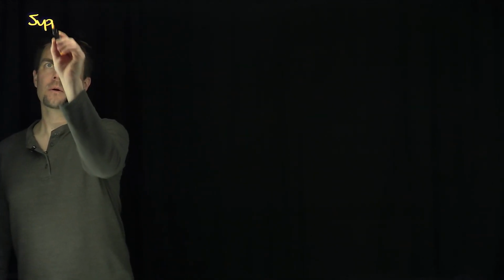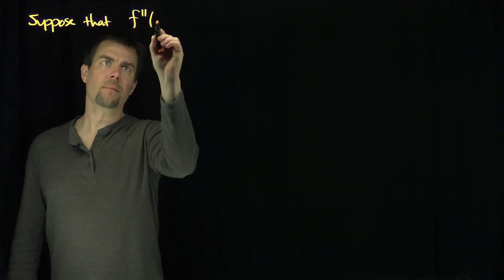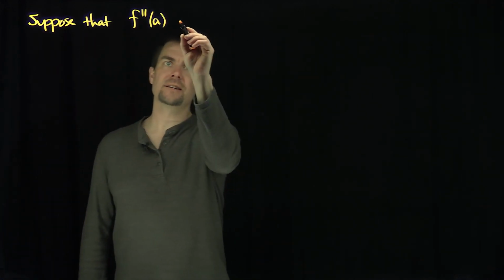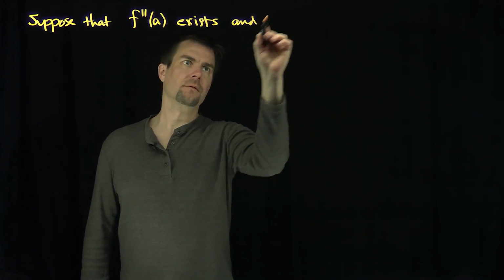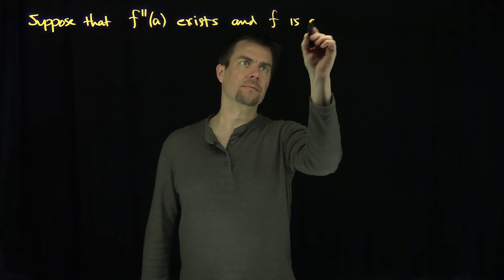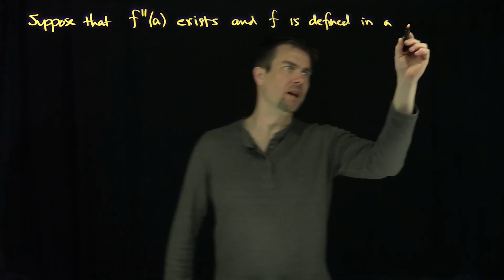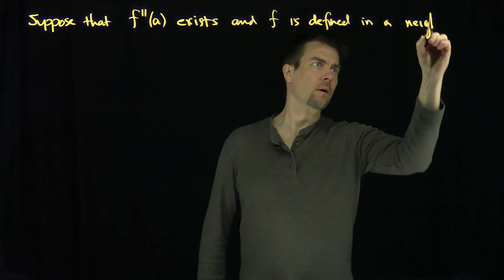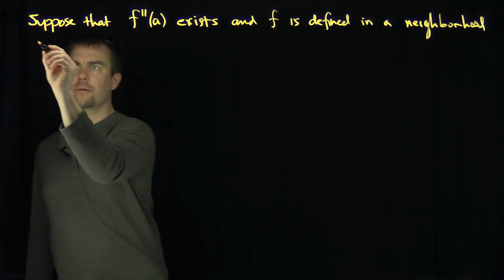Hello students, in this video we'll see an example of constructing a difference quotient for the second derivative. Let's suppose that f double prime of a, the second derivative at point a, exists, and f is defined in a neighborhood of a.